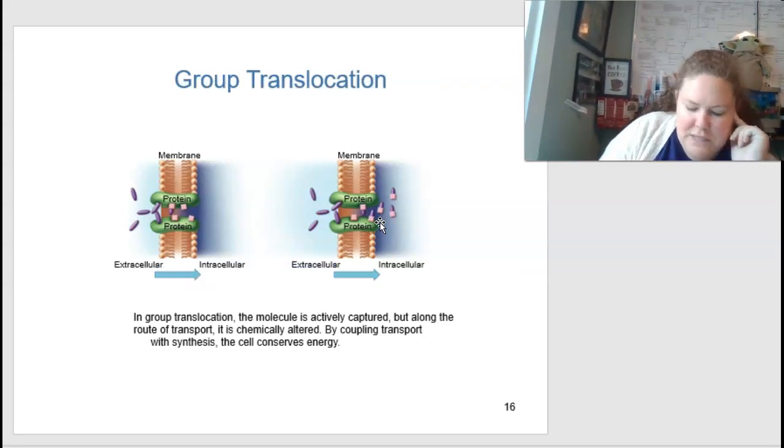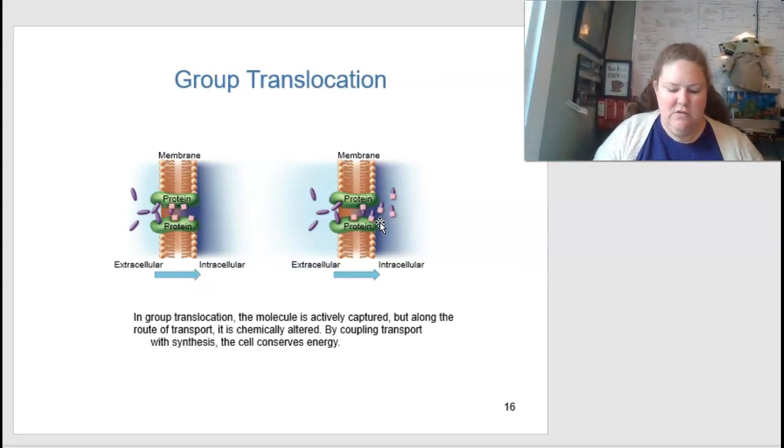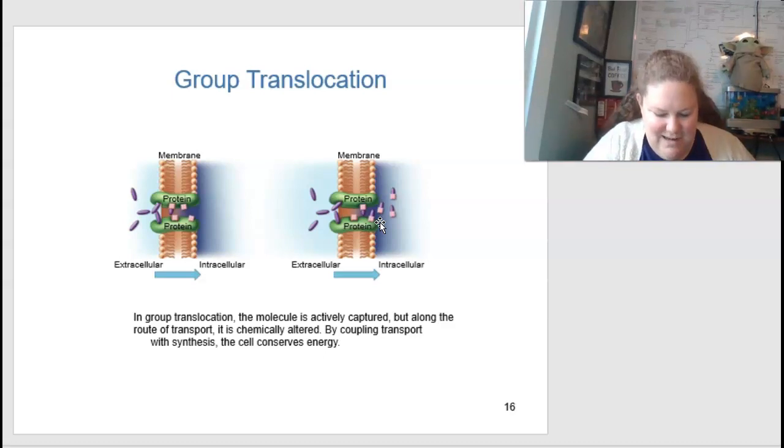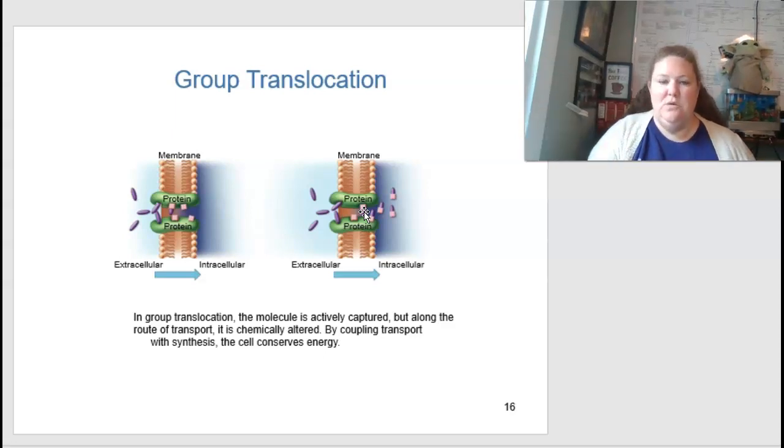And then this one would be group translocation. This is where the specific molecule is actively captured, but on its passage through the membrane protein carrier, it is chemically altered. So you can see here that these little boxes are getting stuck on. They're chemically altered or changed or activated to be used in the cell. By putting these two processes together and coupling the transport with the synthesis, the cell can conserve energy, because usually our cells try to conserve energy the best way that they can so that we don't have to use too much. We're very, very efficient.